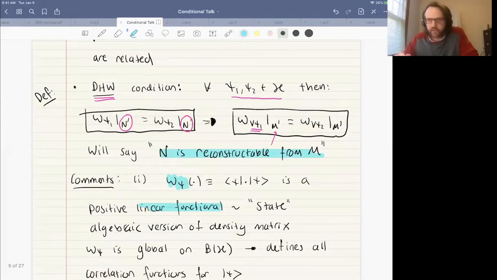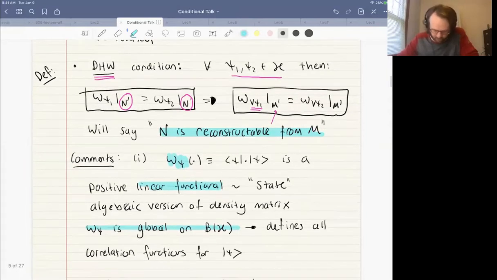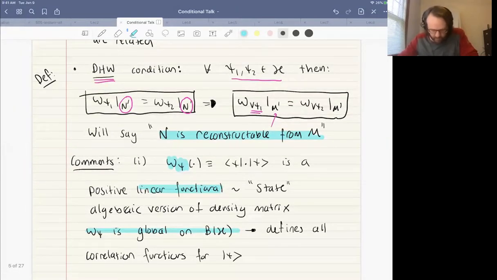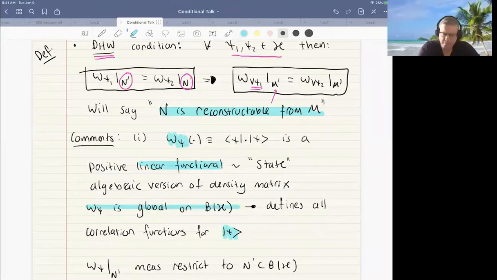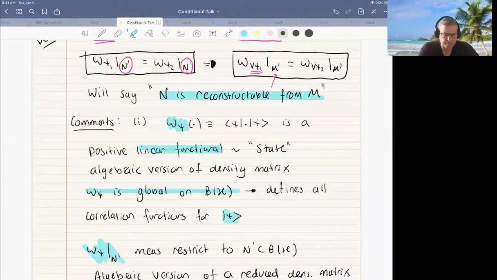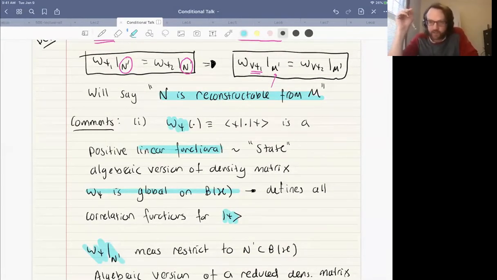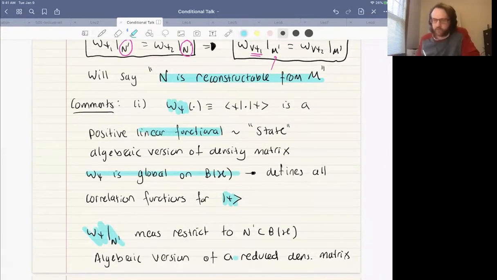You can also think of it as just an algebraic version of a density matrix. So here, omega psi is a global state on B of H, so it's a pure state on the bulk Hilbert space, and it really defines all correlation functions in that state. The restriction just means only feed in operators from the commutant. That's what the restriction means. It's really an algebraic version of the reduced density matrix.